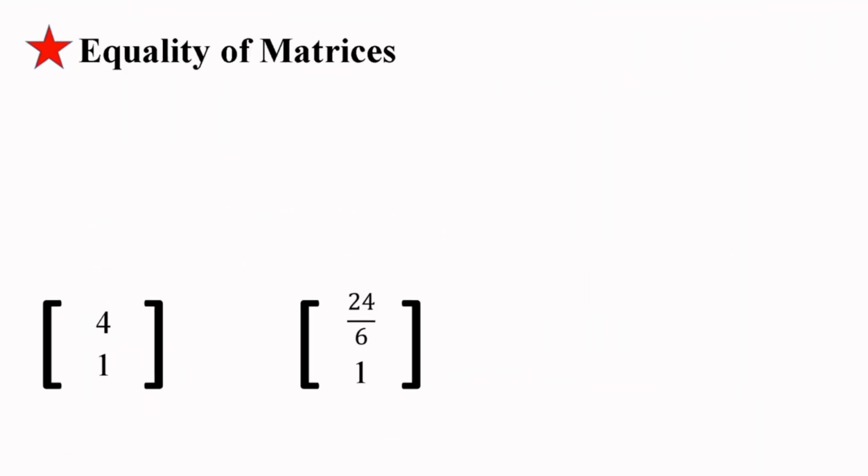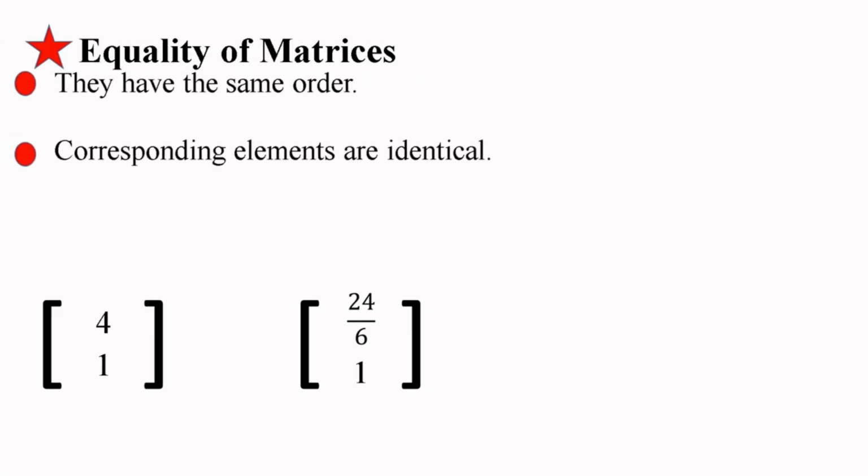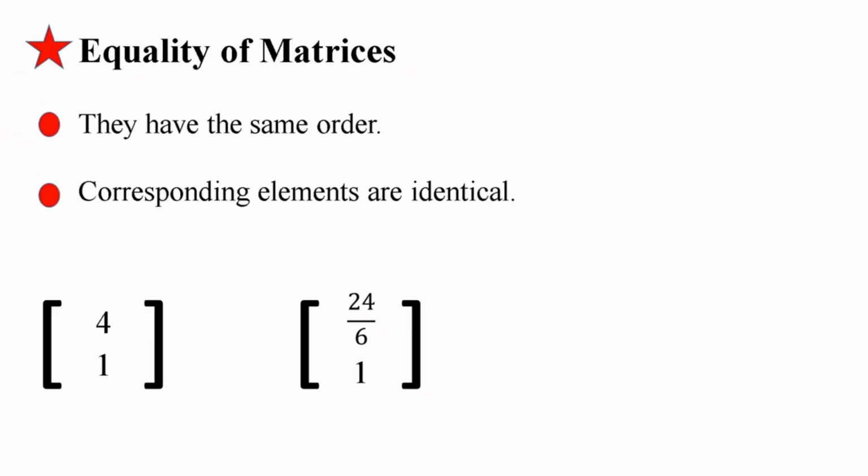Here we want to talk about equality of matrices. What does it mean when two matrices are equal to each other? Here we have two conditions that both of them must be fulfilled at the same time. First of all, they must have the same order. It means they must have the same number of rows and columns. Second of all, corresponding elements must be equal.